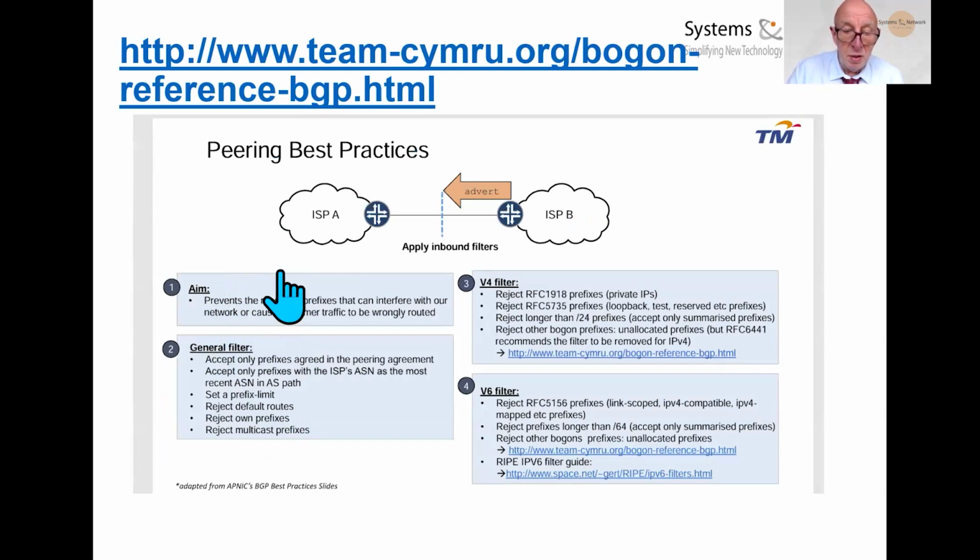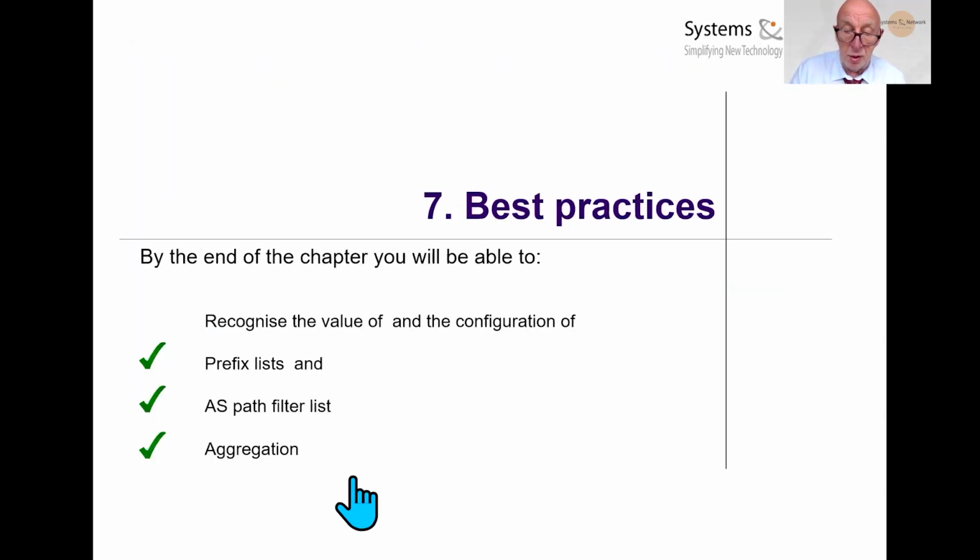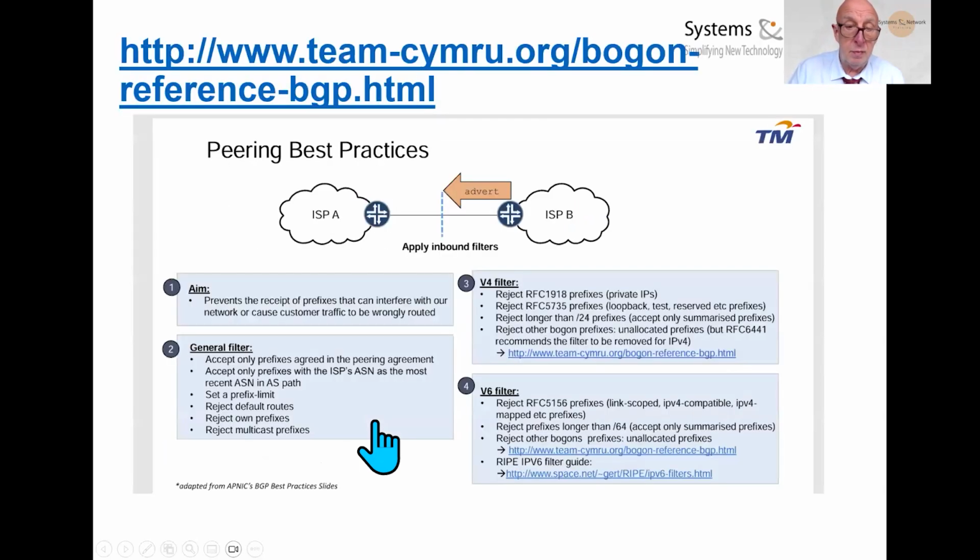The idea is there to prevent the receipt of prefixes that you shouldn't get. Hello. It prevents anybody transmitting or receiving prefixes that they don't want to receive. You could use prefix lists. You can use AS path filter lists. Absolutely right. You can aggregate, as we've already seen. The aggregation itself takes up less memory space. It's a fact. And you see now how reasonably straightforward that was to do. So here, the aim is to prevent the receipt of prefixes that can interfere with our network, or could cause traffic to be wrongly routed.